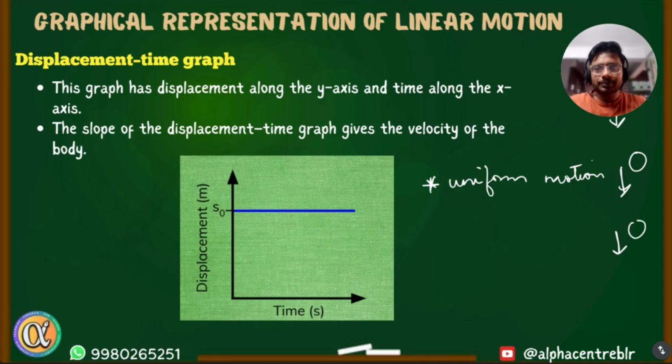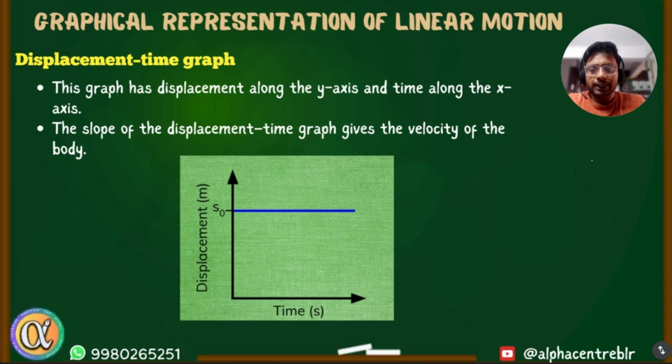Am I clear? Here on the paper you see a displacement time graph. On the y-axis, the vertical axis, I have written displacement, and on the horizontal axis I have written time. It is demonstrating a kind of motion. So a displacement time graph is used to represent the motion of an object.